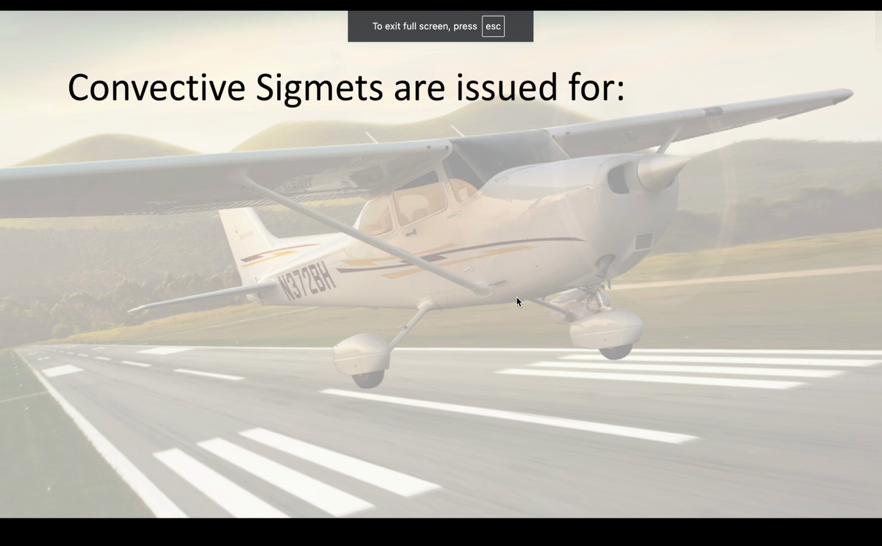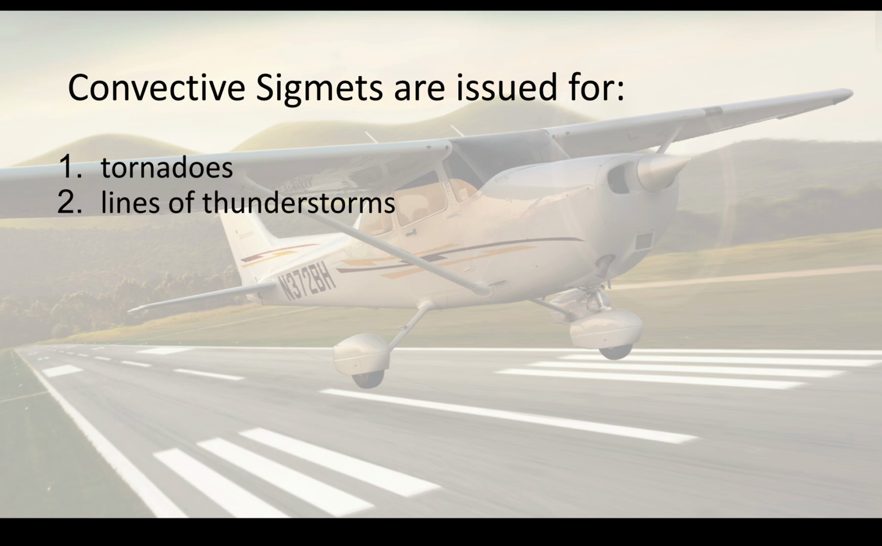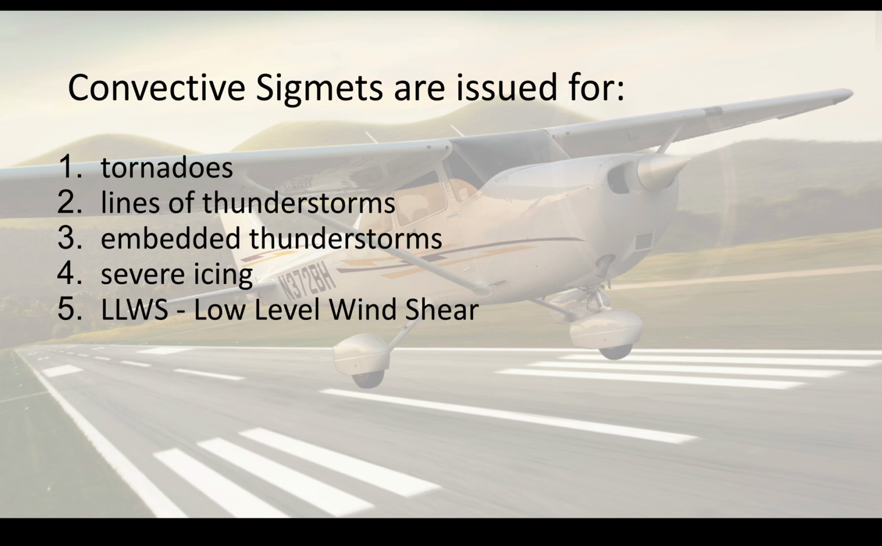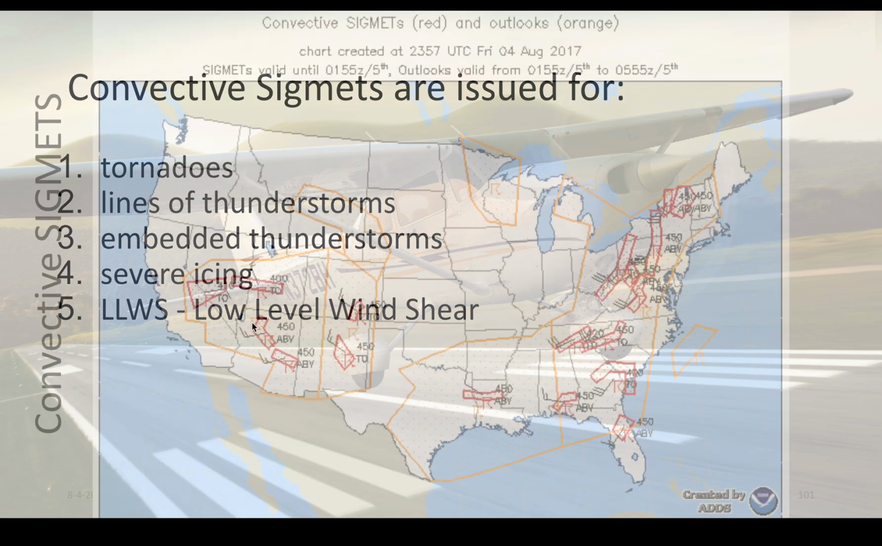Now, there's different kinds of SIGMETs. There's SIGMET Zulu. There's SIGMET Tango for turbulence. Zulu, I think, is for icing. So there's Sierra, I think, is for like IFR conditions. But you might get a convective SIGMET, and if you remember from our weather lesson, convective SIGMETs are for thunderstorm activity. So a convective SIGMET could be issued for tornadoes, lines of thunderstorms, embedded thunderstorms, severe icing, low-level wind shear.